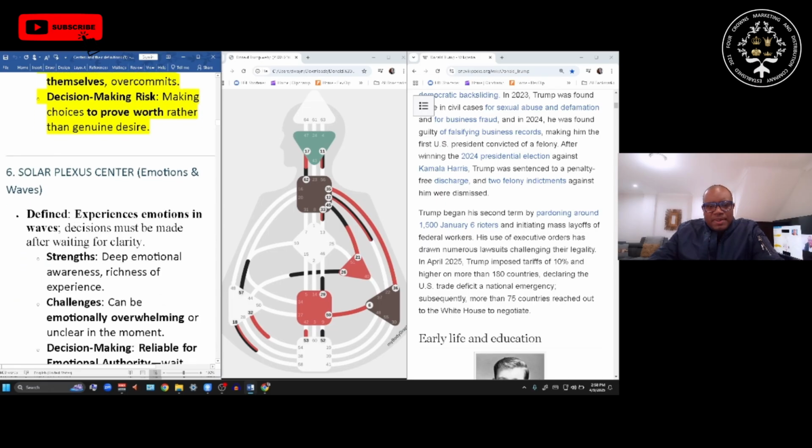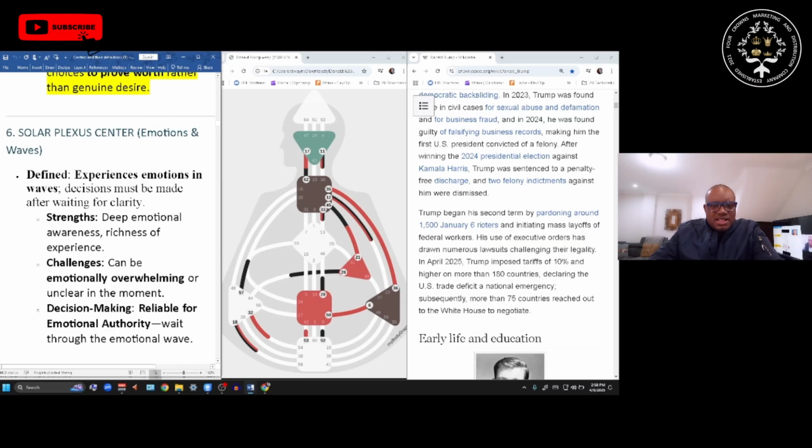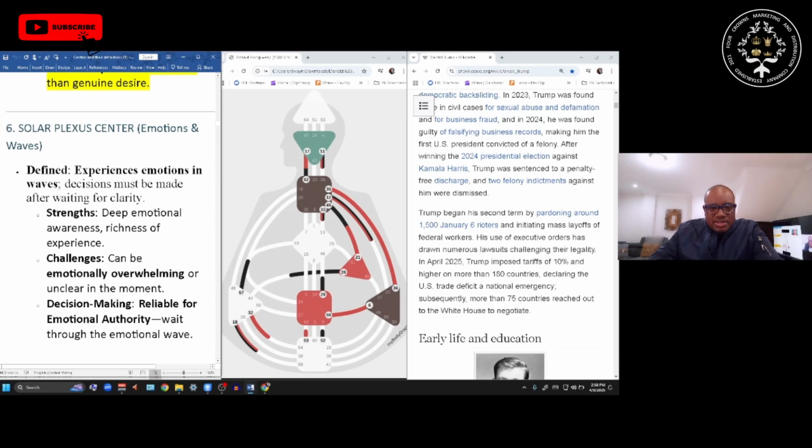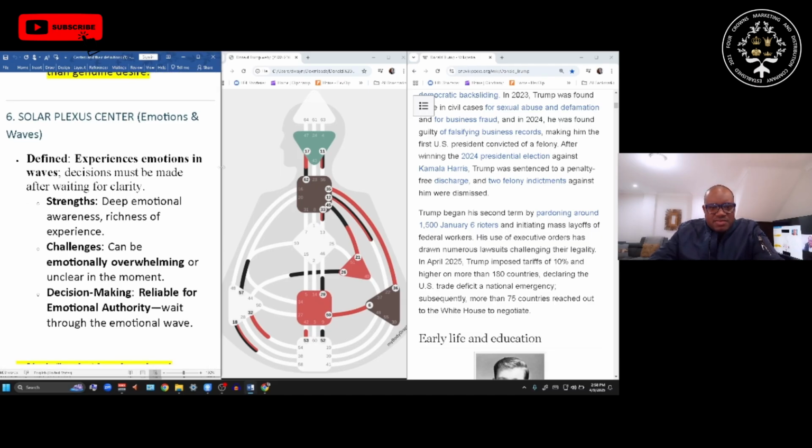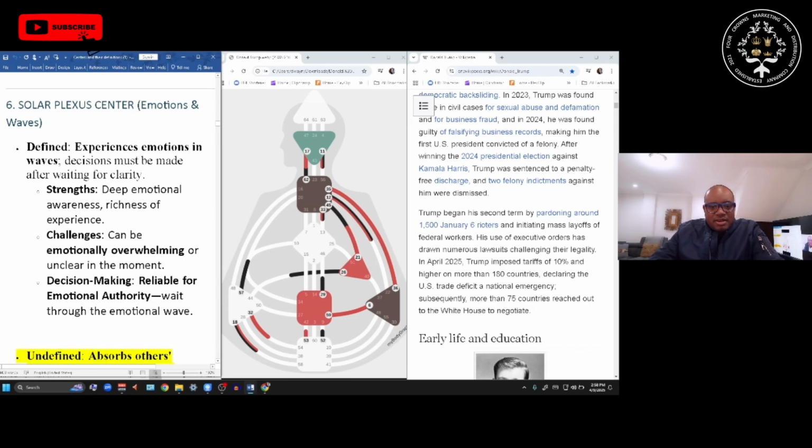Let's go down to the solar plexus down here, that brown triangle there. So he's defined there. That deals with emotions and waves. Decisions must be made after waiting for clarity. So strengths, deep emotional awareness, and richness of experience. Well, yeah, I mean, he ran for president before. He was the 45th president, so he definitely has some experience there. Some of the challenges can be emotionally overwhelming or unclear in the moment. May or may not have mastered that or have worked on it for sure.